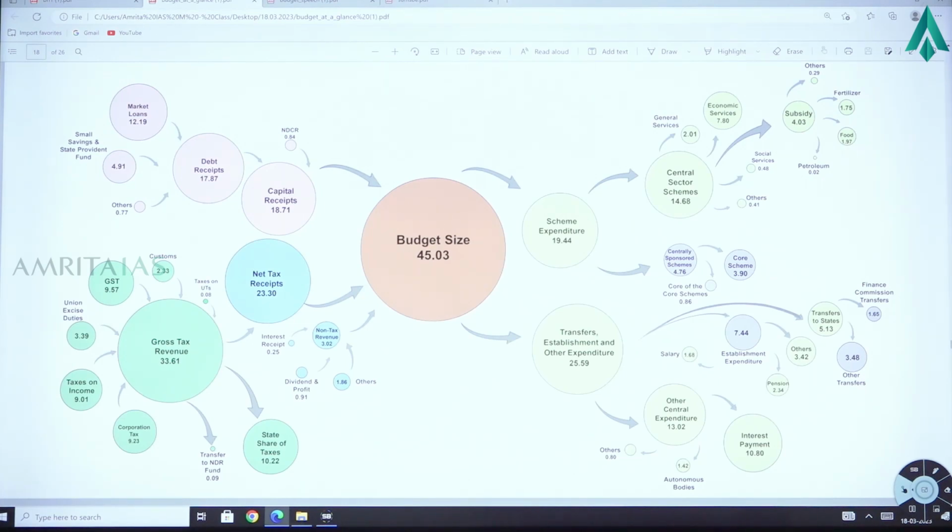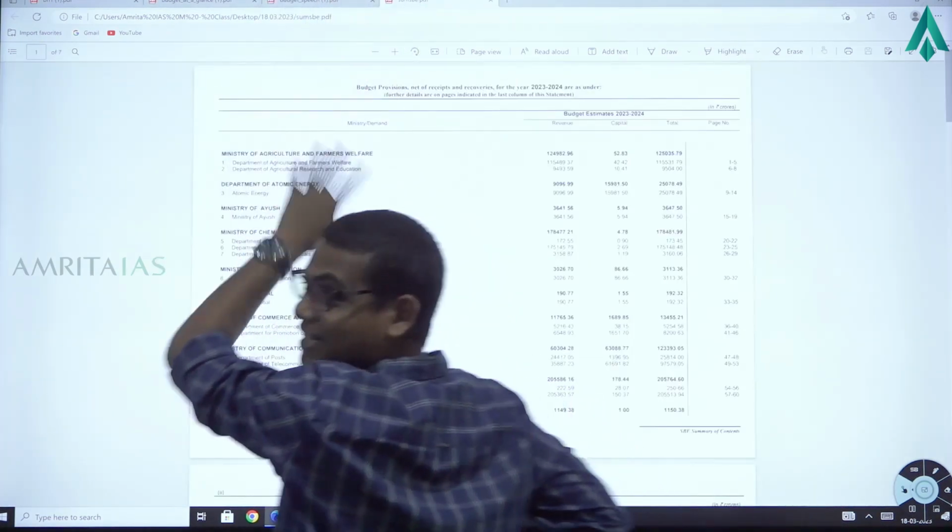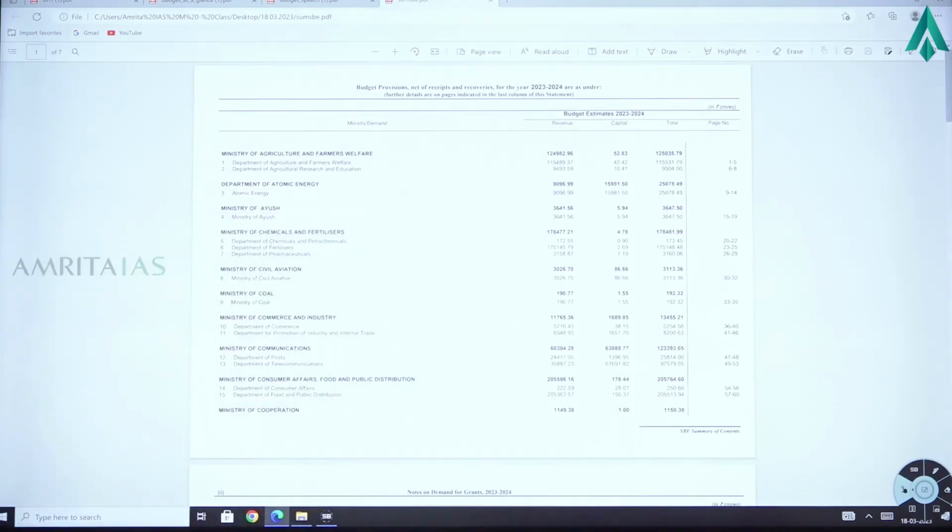Okay. This whole document I will share. I think like how I have shared in Telegram, I asked Aruna to share all these things. Okay.